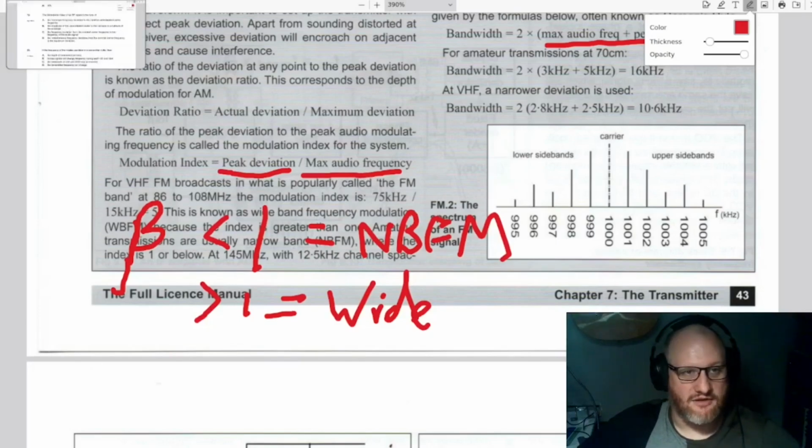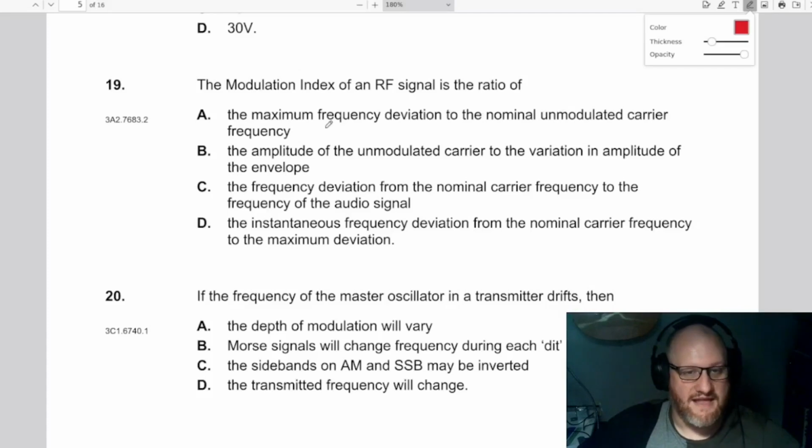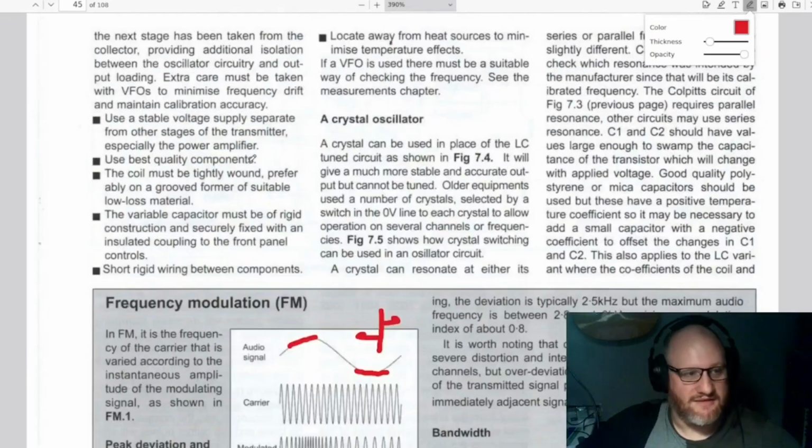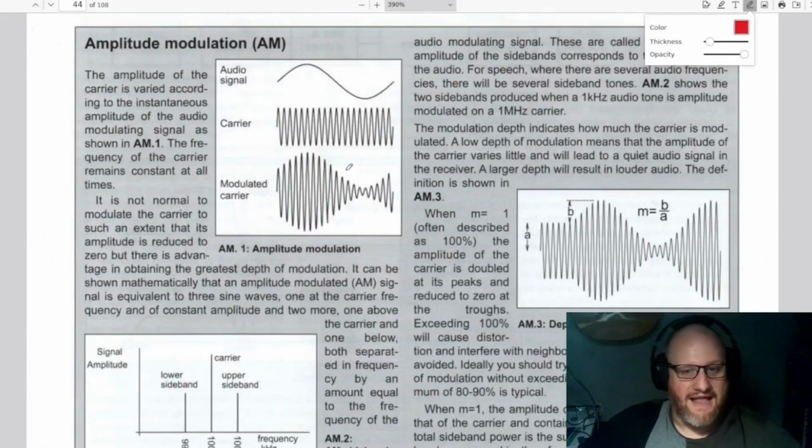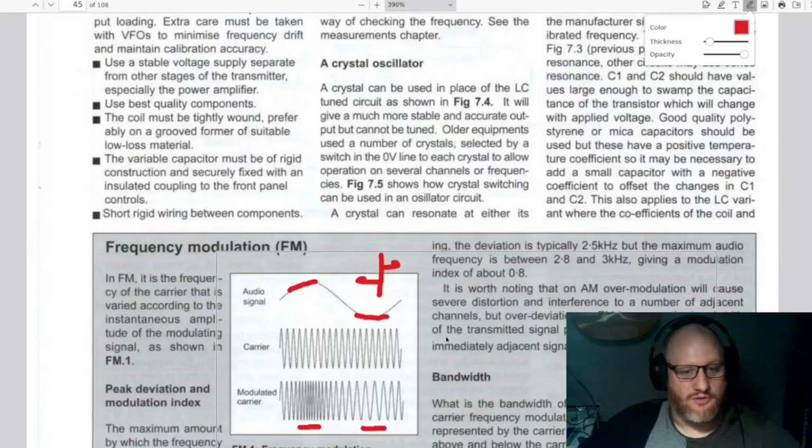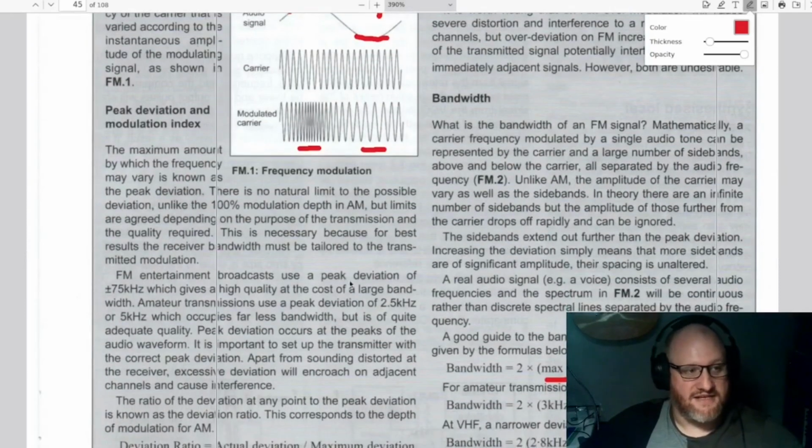So let's now come back and look at our answers. We've got answer A, the maximum frequency deviation to the nominal unmodulated carrier frequency. Well, that's not quite right, because it's not the carrier frequency that we're looking at, but the maximum audio frequency. So we're going to strike that one off. B, the amplitude of the unmodulated carrier to the variation in amplitude of the envelope. Well, that does sound a little bit like what we need. However, when we're talking about AM, and especially within the confines of the full syllabus, it's depth of modulation. When we're talking about FM, it's modulation index.